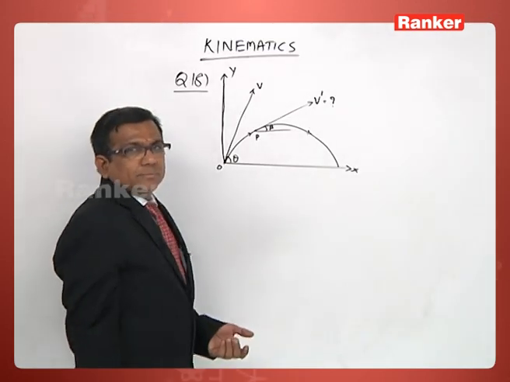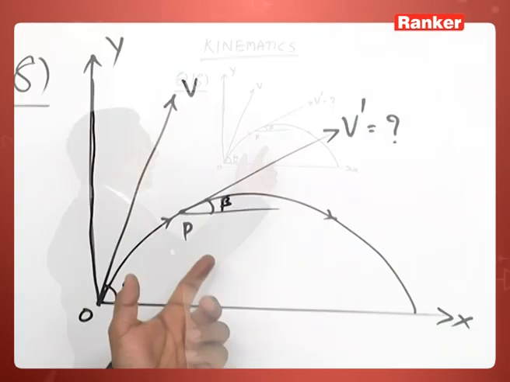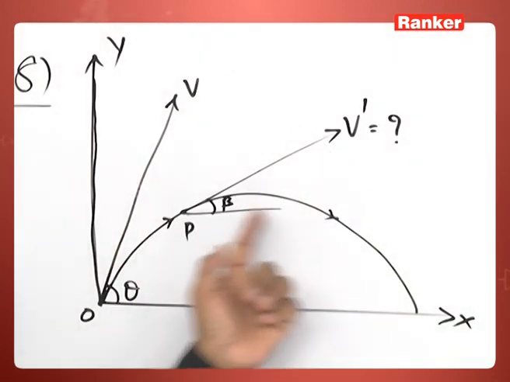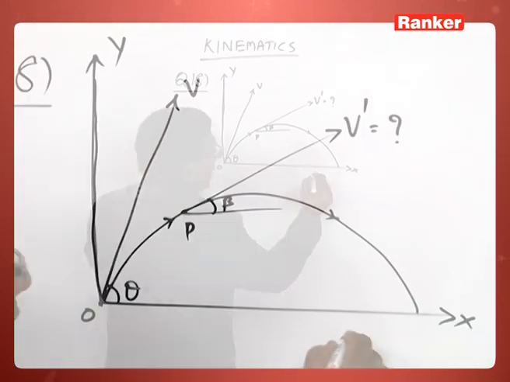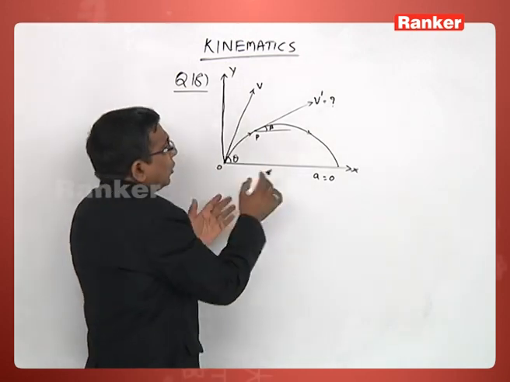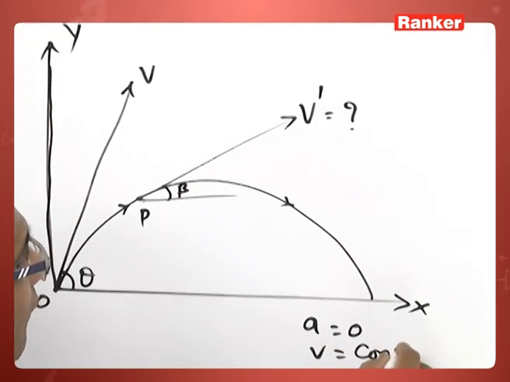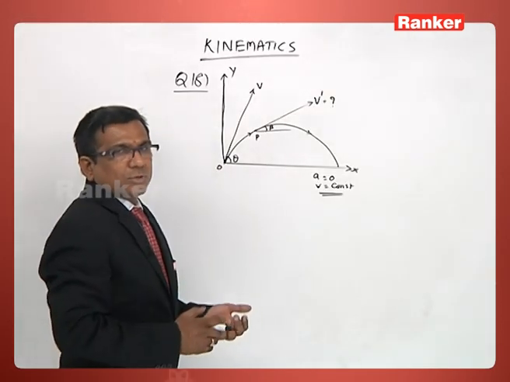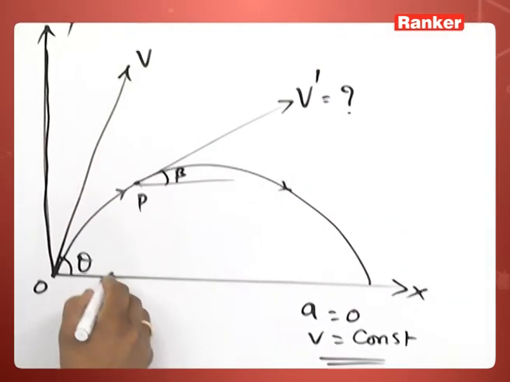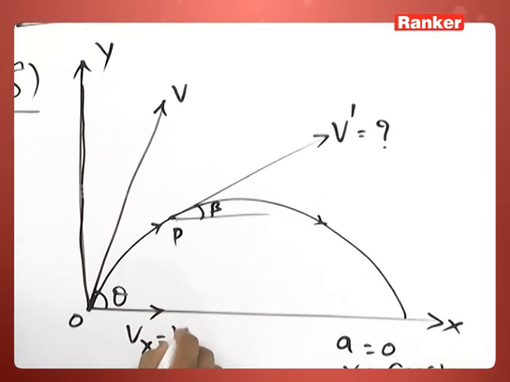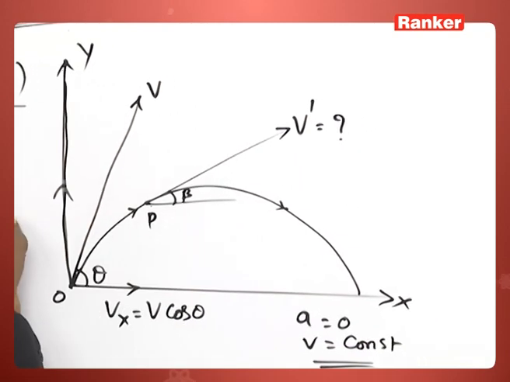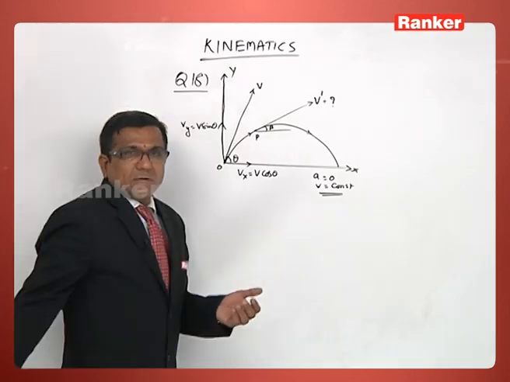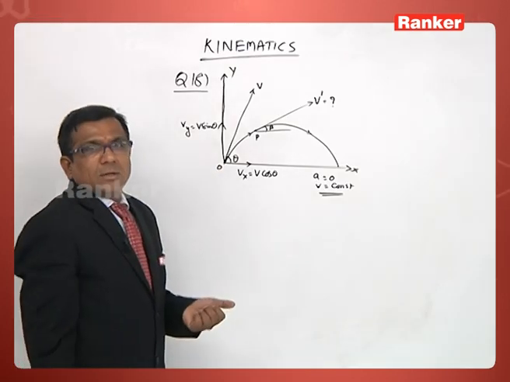To solve this problem, let us use the concept in projectile or parabolic motion. What remains constant? In the horizontal direction, velocity remains constant, because in this direction acceleration is 0. So let us use this concept to solve the problem. Then the solution becomes easy. If you resolve this into two components, this component Vx is V cos theta, and this component Vy is V sin theta. This is the horizontal component and this is the vertical component when you have projected the body at O.